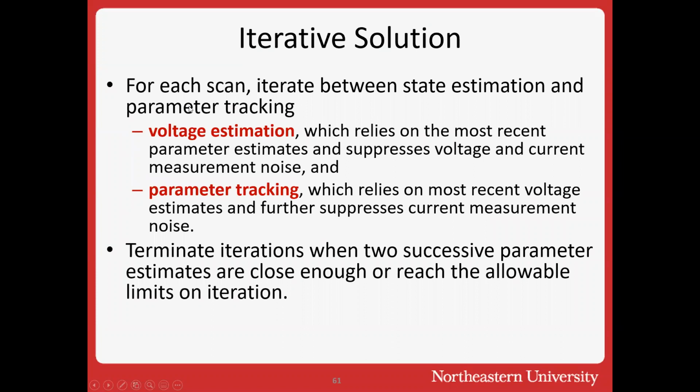So that's what we did. At each scan, we iterate between state and parameter estimation. The voltage estimation relies on the most recent parameter estimates and, of course, the measurement of currents. And the parameter tracking is done relying on the most recent voltage estimates, and then, of course, suppressing the current measurement noise using the estimator. And then, of course, we terminate the iterations when two successive parameter estimates are very close, or we reach some sort of upper limit on the iteration count.